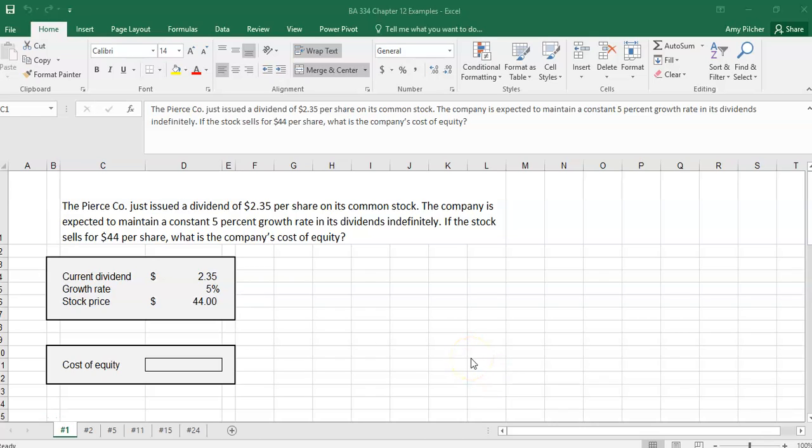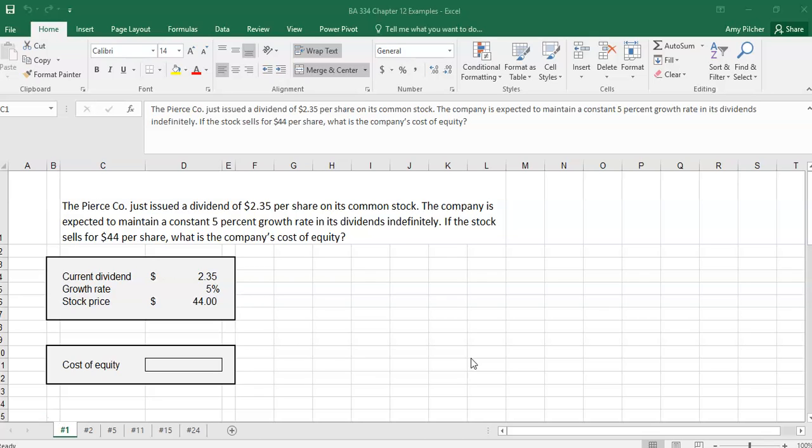Chapter 12, Examples for Business Finance. So in Chapter 12, we're calculating the components of the weighted average cost of capital and the overall weighted average cost of capital, or WACC. We're going to start with cost of equity calculations.